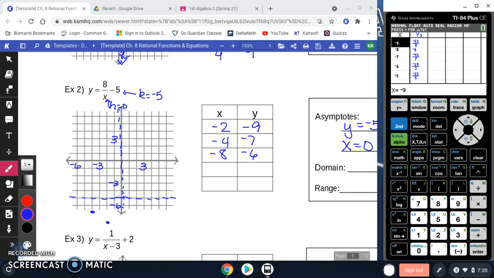is -6, so maybe about right there. Okay, I'm going to extend this asymptote just a little bit, and there. Now we kind of get that one. All right, so that was on the left side.